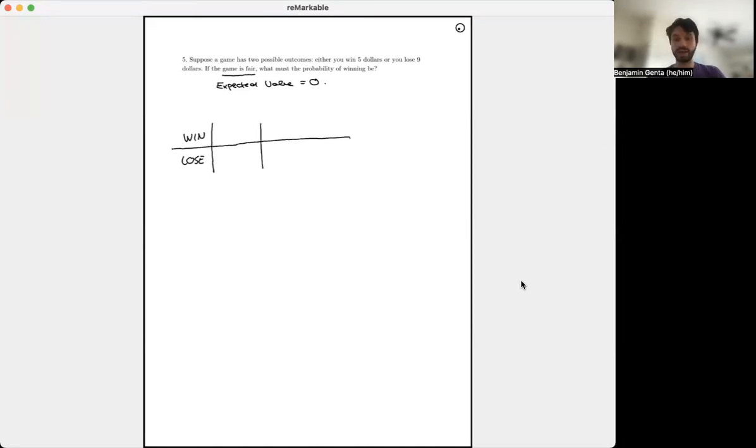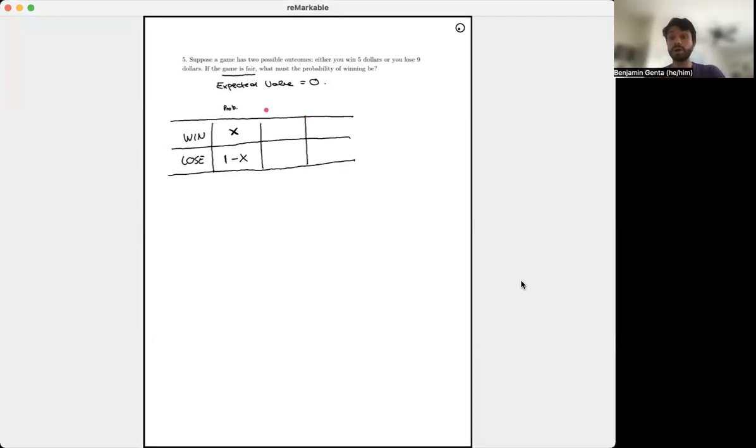Then the way we set it up in class was you have to write down the probability of each outcome. But this is exactly what we don't know. So let's just call the probability of winning x and the probability of losing 1 minus x. Okay, and then what? Then what's the next thing we need to write?